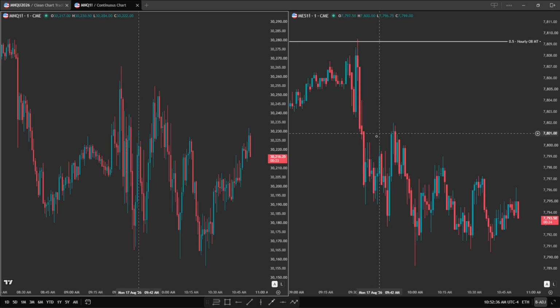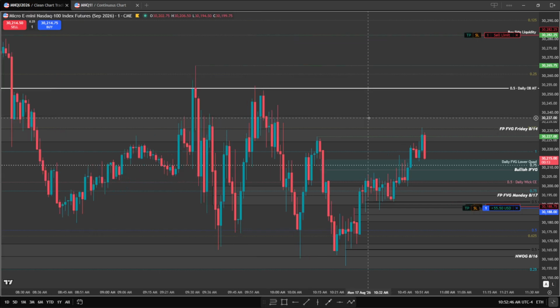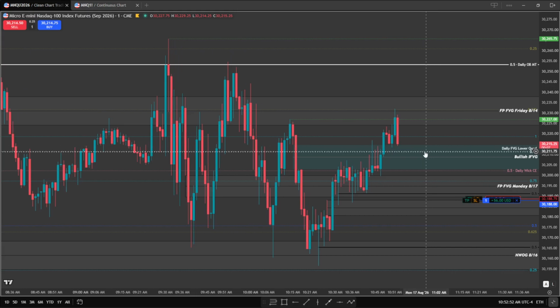ES hasn't moved at all. Still stuck down here, which is interesting. Don't want this to be a soup. This needs to hold as bullish inversion for value gap.